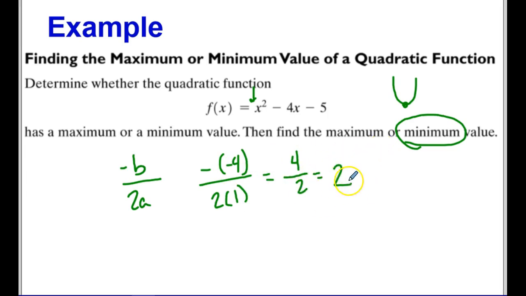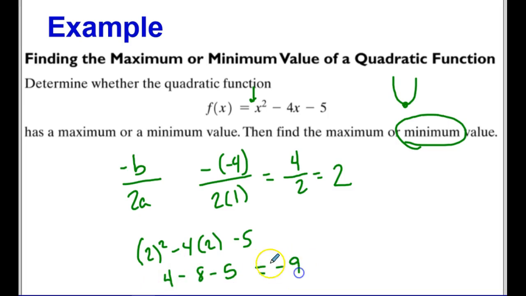This is not the actual maximum or minimum. This is where it happens. So to find the minimum, I plug that 2 back into my original equation, and I find the value here. The y value will be my minimum. So 2 squared is 4, minus 4 times 2 is 8, minus 5. So 4 minus 8 is -4, minus 5 is -9. So my minimum value for this function would be -9. Again, all I did first was determine, does this graph open up or down? That will tell me if I have a maximum or a minimum. And then I find the y value of my vertex, which will give me that maximum or minimum.